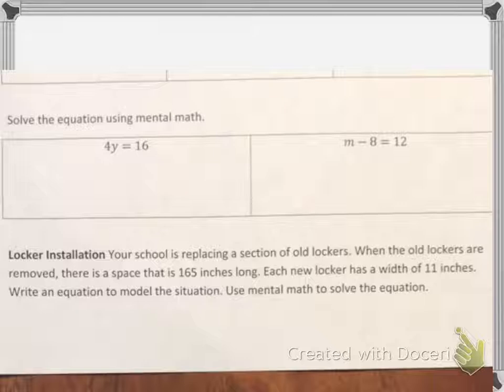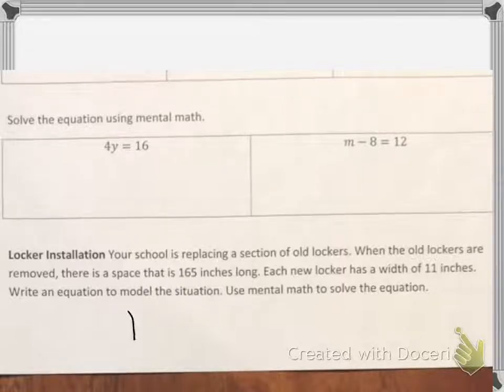All right, the last problem we're going to look at today is this locker installation problem. It says your school is replacing a section of old lockers. When the old lockers are removed, there is a space that is 165 inches long. Each new locker has a width of 11 inches. Write an equation to model the situation.